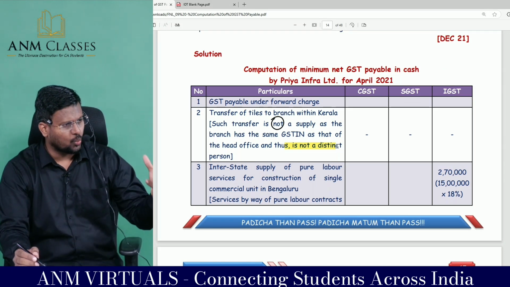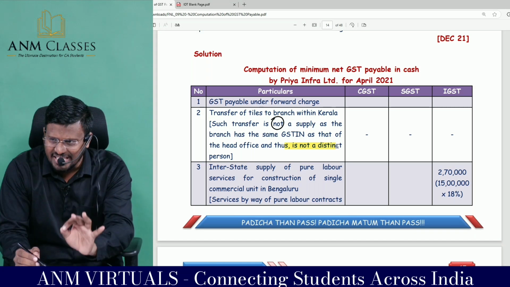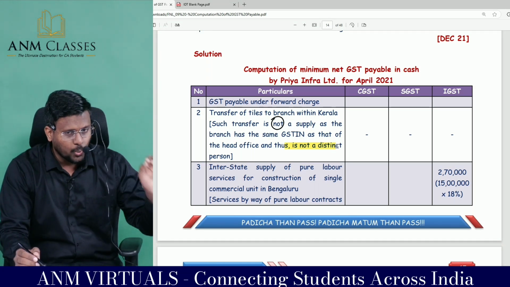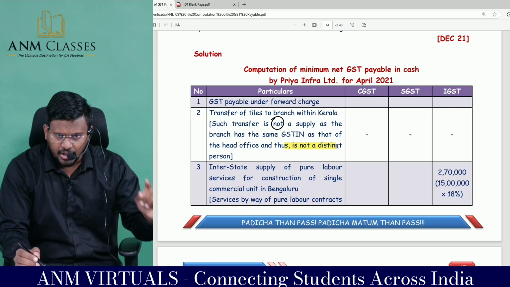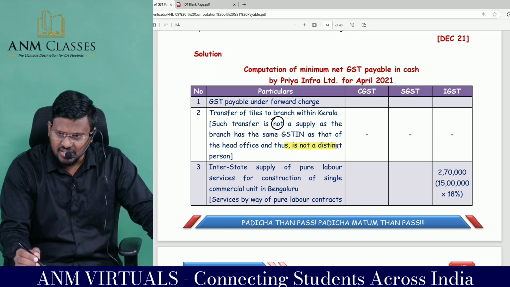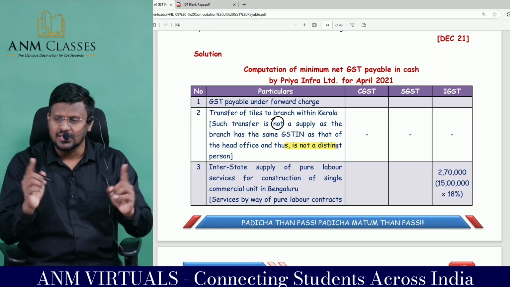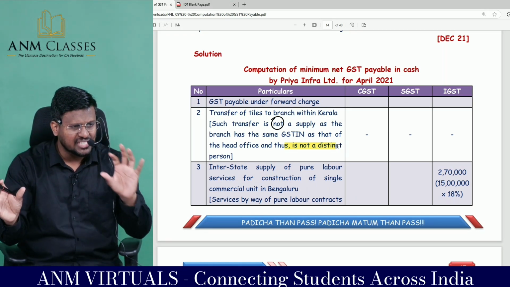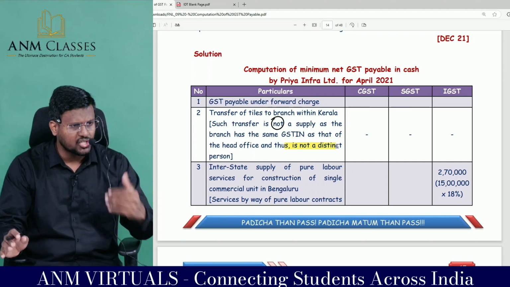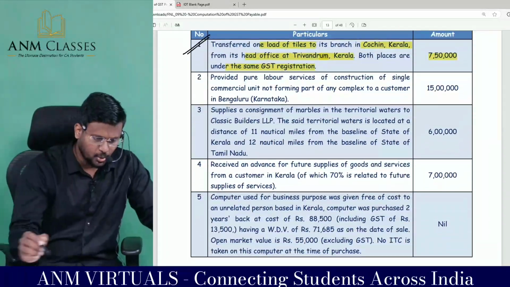The provisions applicable are, you have to check whether it is an interstate supply or intrastate supply. If it is interstate supply, whether registered or unregistered, if it is registered, it will fall under section 25 subsection 4. If it is unregistered, it will fall under section 25 subsection 5. Whereas intrastate supply, multiple registration, single registration. Multiple registration, deemed supply. Single registration, not a supply. That was the provision we have to apply. Coming to the second point.